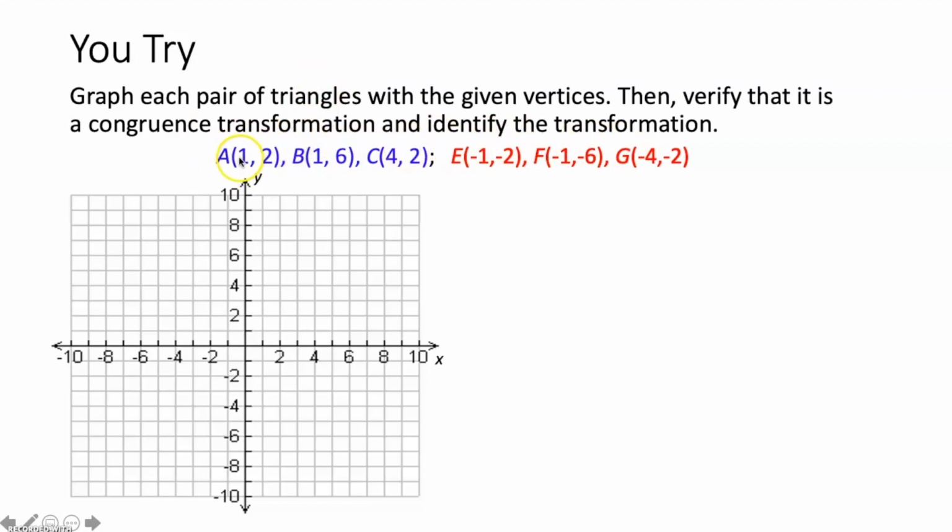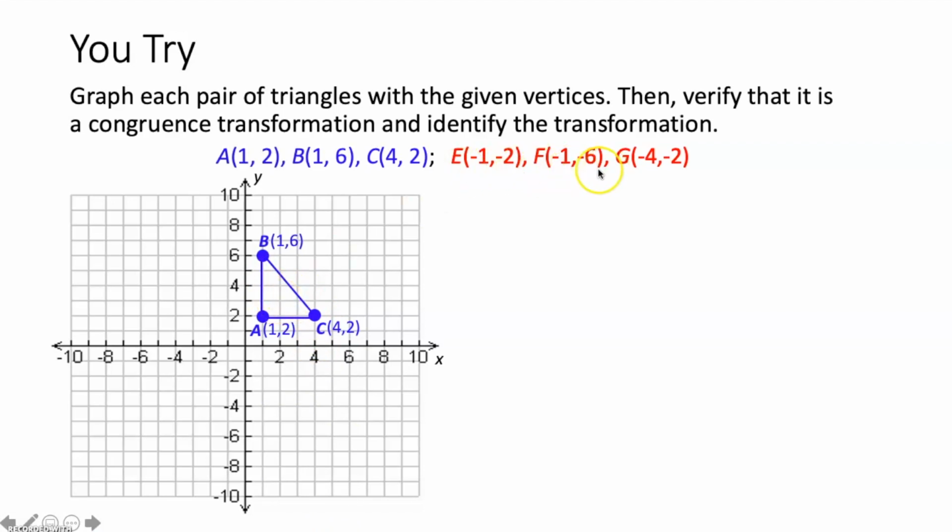So triangle ABC, let's graph each of these vertices. Point A is at 1, 2. We go over 1 on the x-axis, up 2 on the y-axis, put point A. Point B is at 1, 6. We go over 1 on the x-axis, up 6 on the y-axis, put point B. Point C is at 4, 2. We go over 4 on the x-axis, up 2 on the y-axis, put point C. There is triangle ABC. That looks like a right triangle.